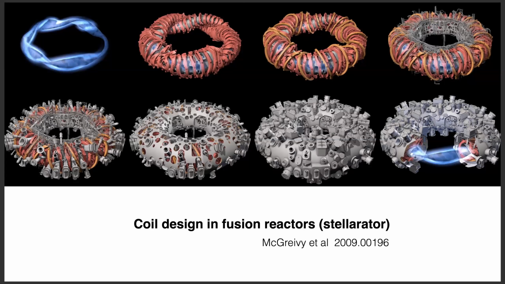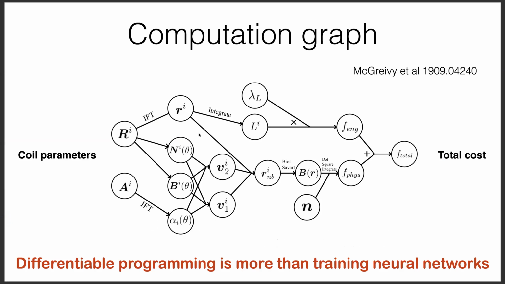And I also want to highlight this example. That's a quite recent one from arXiv. So this was using the same technique in fusion reactor design. So you need to design all those coil parameters so it can confine extremely high temperature plasma. So when you look at their computation graph, it's actually not that complicated. So the input, the coil parameters. The output is some engineering and physics kind of cost function.